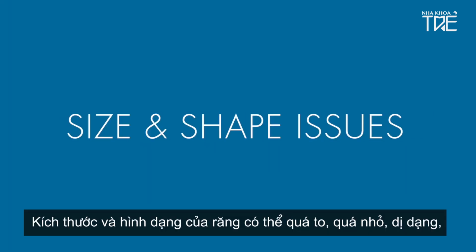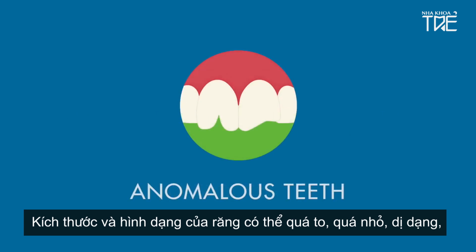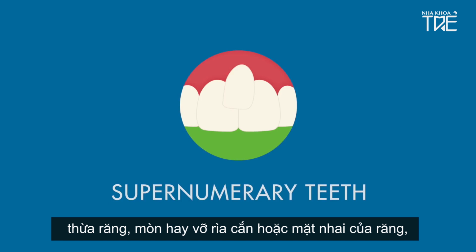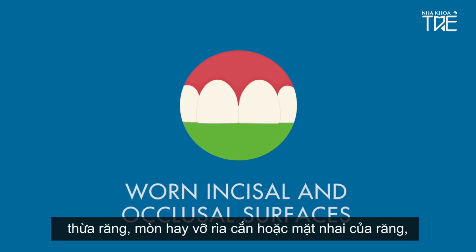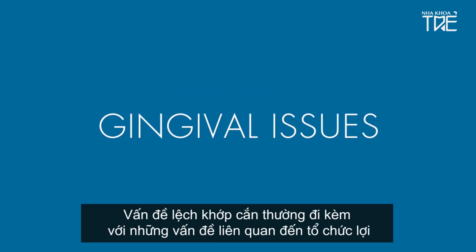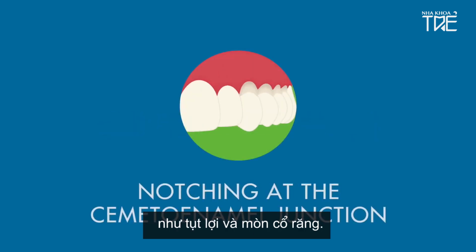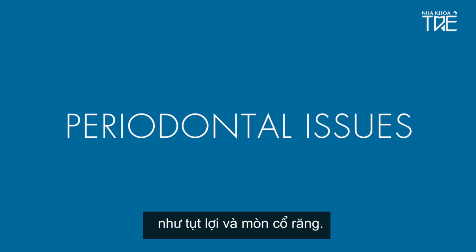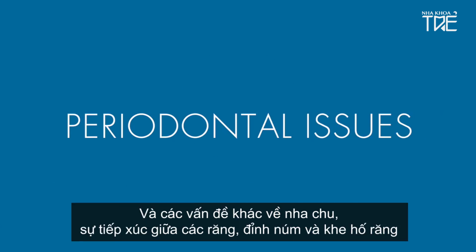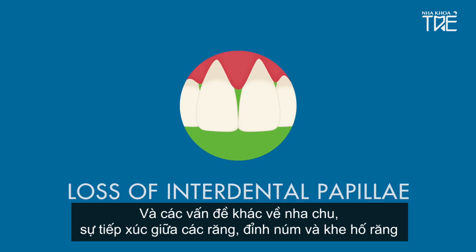Size and shape issues can include macrodontia, microdontia, anomalous teeth, supernumerary teeth, worn incisal edges and occlusal surfaces, and restorations such as implants, crowns, bridges, or veneers. Malocclusion is often accompanied by gingival issues, such as recession or notching at the cemento-enamel junction, and periodontal issues, like loss of attachment or loss of the interdental papilla.